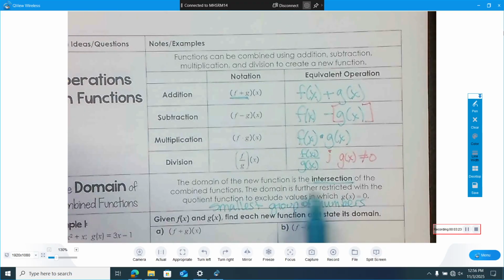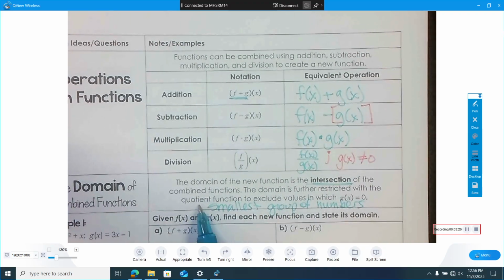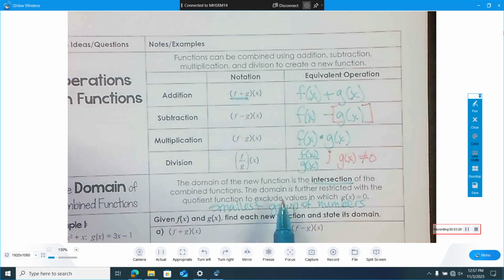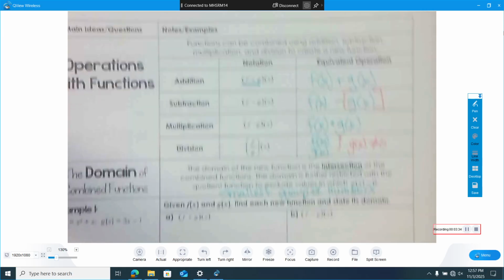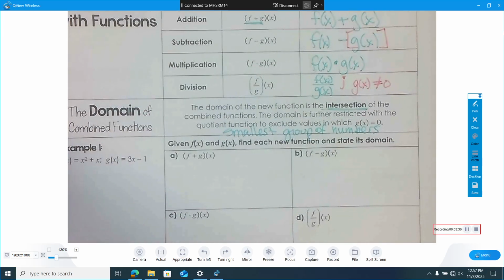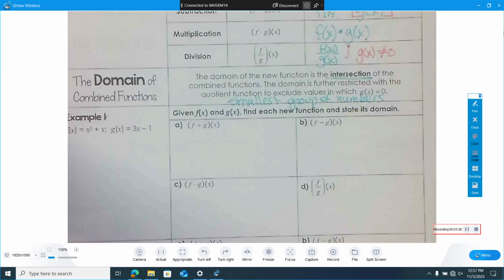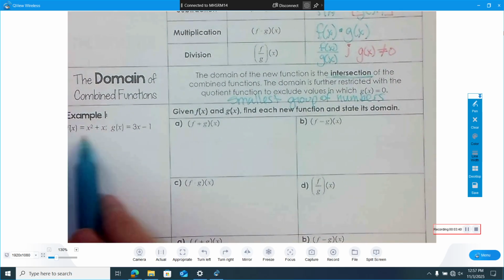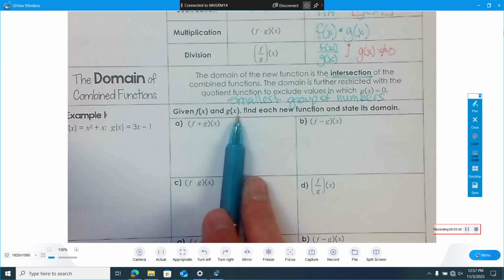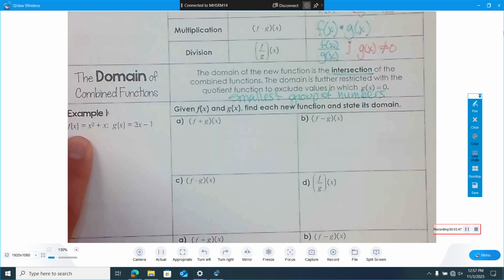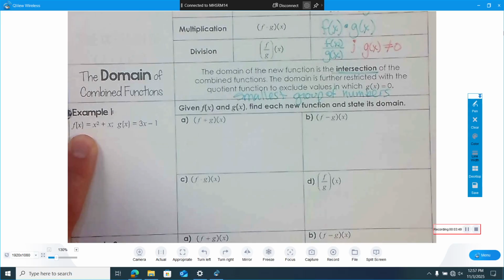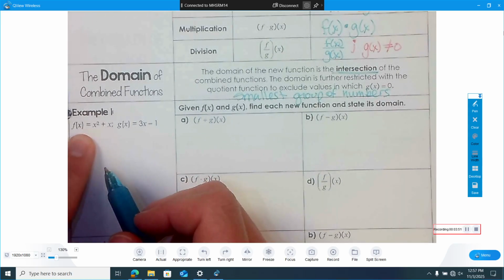And also the domain is further restricted with a quotient function, to exclude values for which g of x equals 0. So denominator domain, we don't want that denominator to equal 0. For most of the ones today on Delta Math, it's going to be real easy. So here we go. Example 1, we're given f and g, and we want to find the new function and state its domain. Before I even begin, I want to think about this f function here.